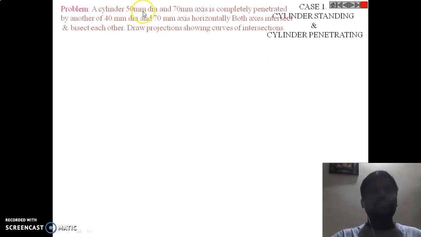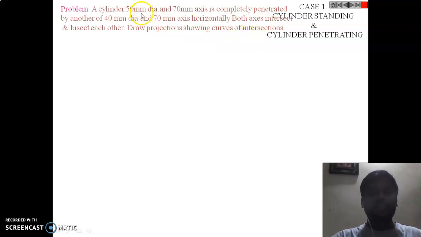A cylinder of diameter 50 and axis 70 is completely penetrated by another cylinder of 40 diameter and 70 axis horizontally. Both axes intersect and bisect each other. Draw projections showing curves of intersection.